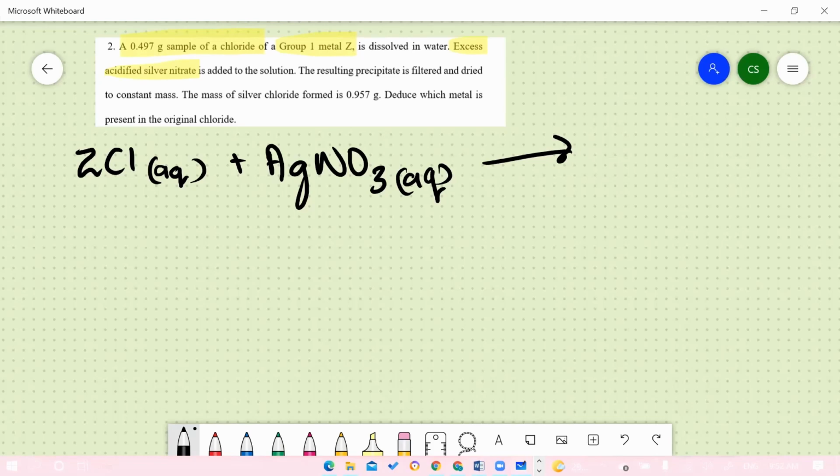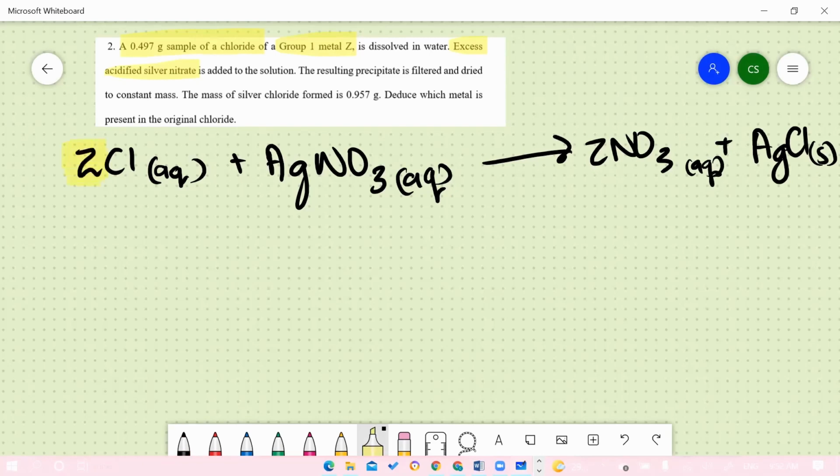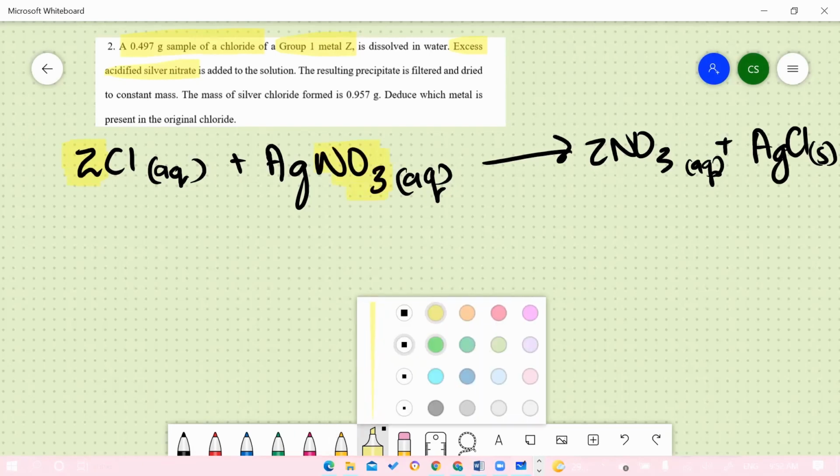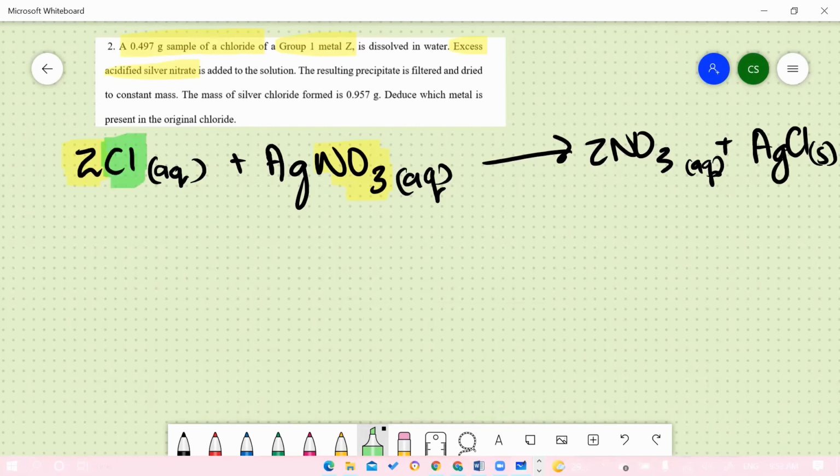So this means we'll get ZNO3, aqueous, and we'll get AgCl. Is this insoluble? Very good. So that would be the one that's solid. Very good. So that's a precipitate. Whenever we're doing double displacement reactions, the cation of one will get with the anion of another, and the anion of the first one will get with the cation of the second.